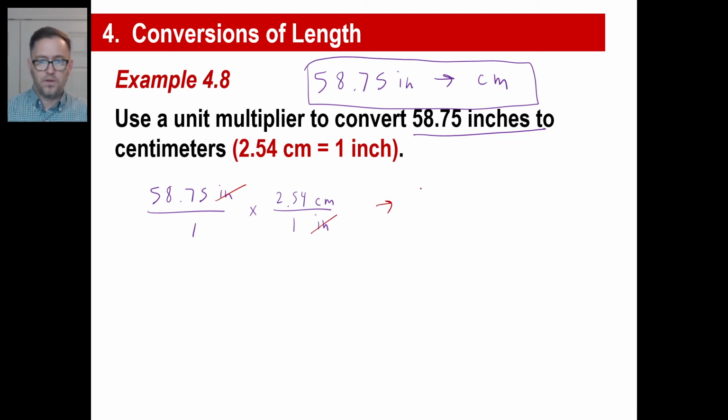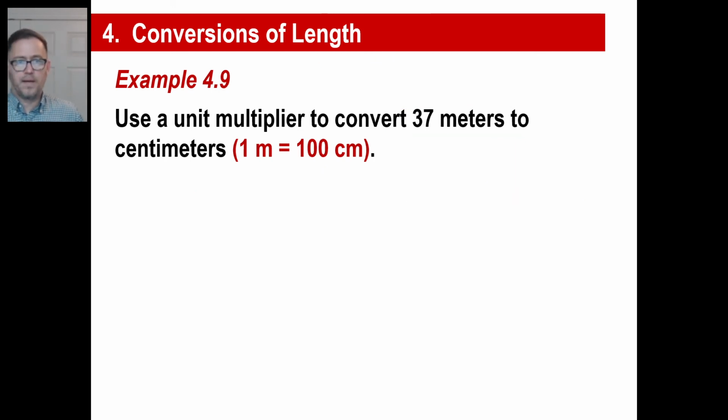Then all you're going to need to do is go 58.75 and then multiply that by 2.54, and the only unit you have left is centimeters, so the answer is centimeters, just like you want it to be, inches to centimeters. Boom, we won't bother to do that right now. Okay? All right, let's use this one.